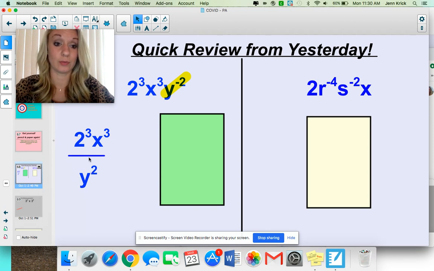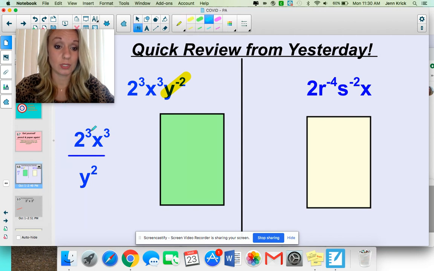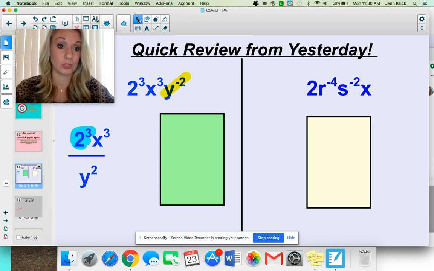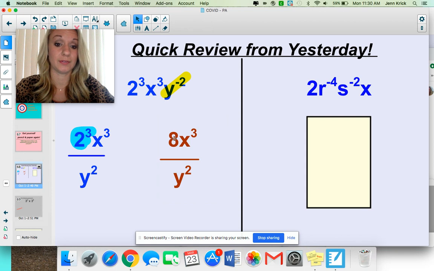And then there's one more step too, and hopefully you can see this. If I have 2 to the third power, I know what 2 to the third power is. I know that 2 times 2 times 2 is 8. So you can simplify that, and now you just have a coefficient for your term. And so it's just 8x cubed over y squared.